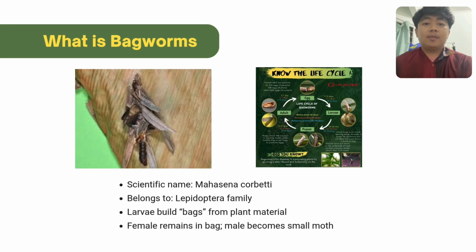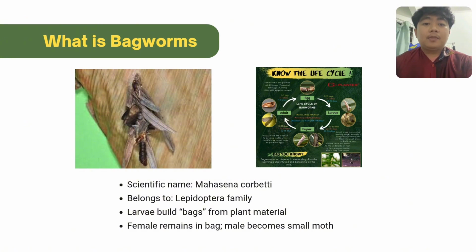The scientific name of the bagworm commonly found in oil palm plantation is Mahasena corbetti. It belongs to the Lepidoptera order, which is the same group as butterflies and moths. Bagworms are unique because the larvae create protective bags using pieces of leaf and silk. These bags help them hide from predators and make them hard to detect.